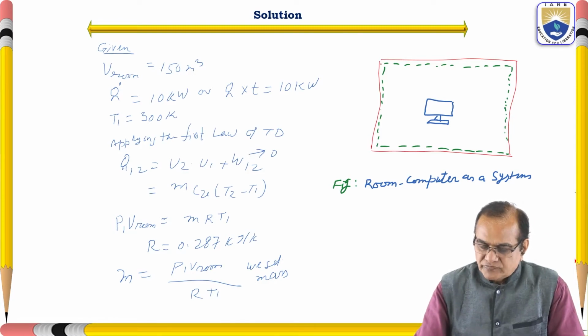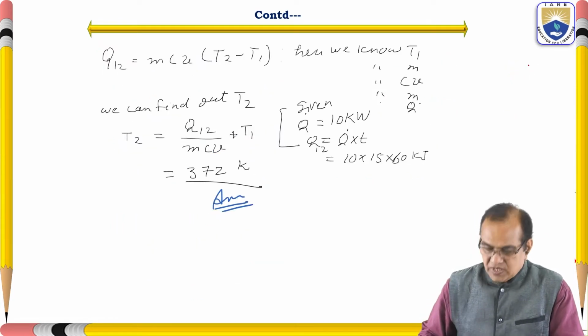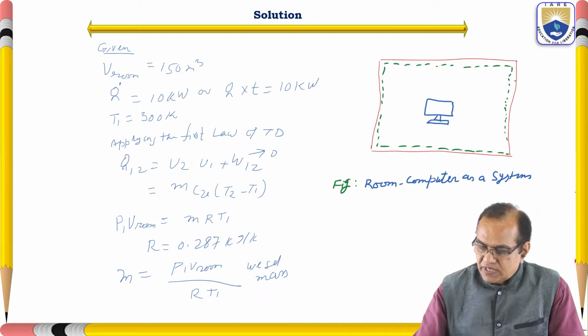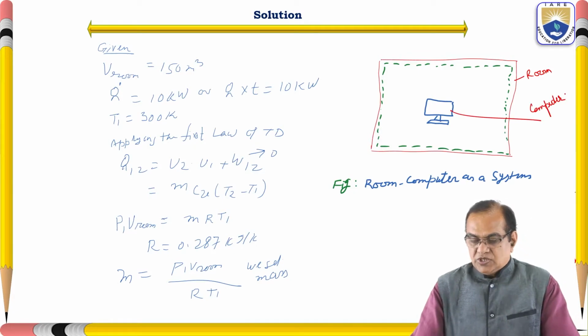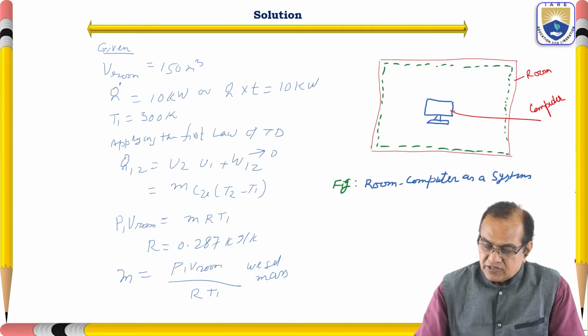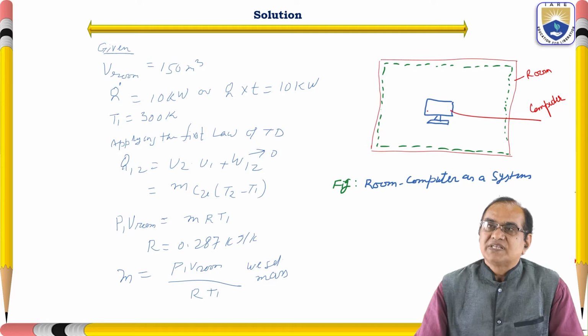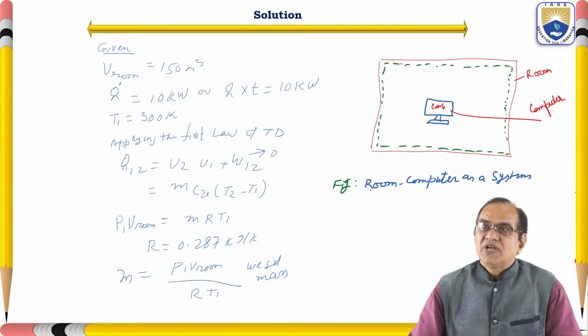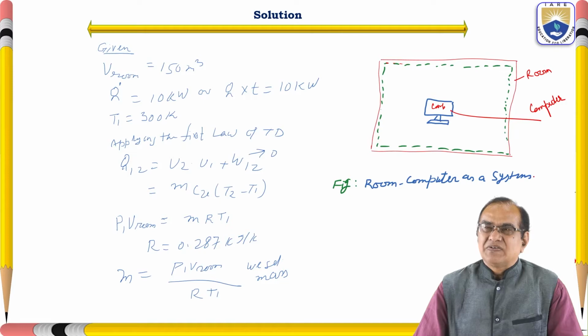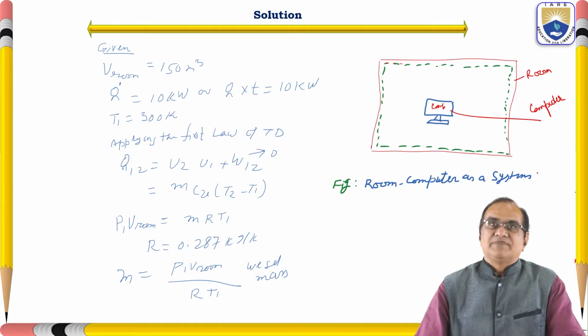So here we have the room. This is the room, and here is the computer. So here the computer alone is not the system boundary. The system is the combination of the computer and the room, and it is shown by this dotted line. This is the system, room and computer as a system, as shown in this diagram.